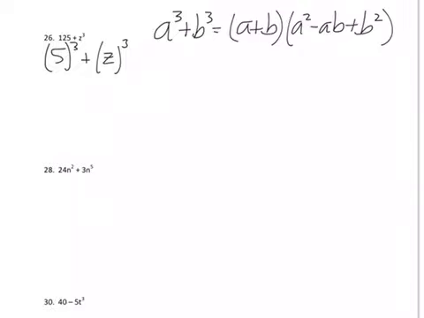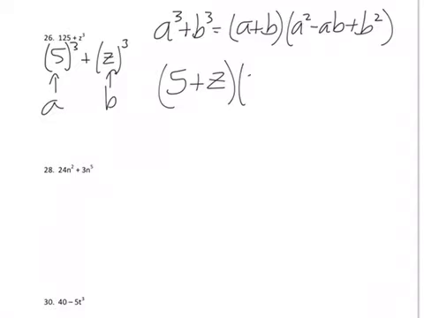So now we just plug in. This value of 5 is kind of like a, and this value of z is like b in the formula, or in the definition. So the factored form would be 5 plus z, and then 5 squared is 25, minus 5 times z, plus z squared. And we're done.